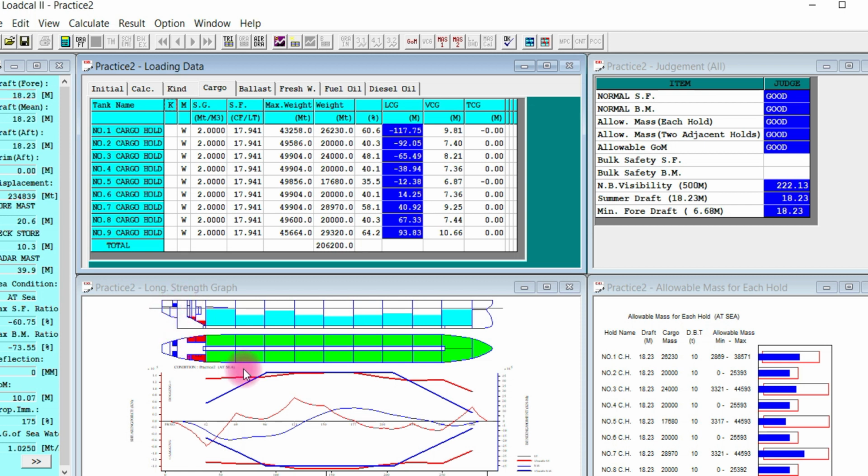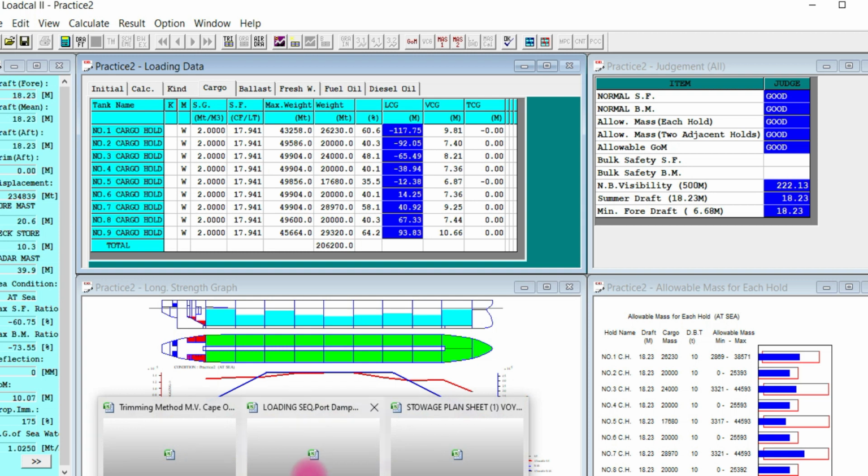But there's another way of maintaining this upright position without putting ballast. And this is the way how you will do it.